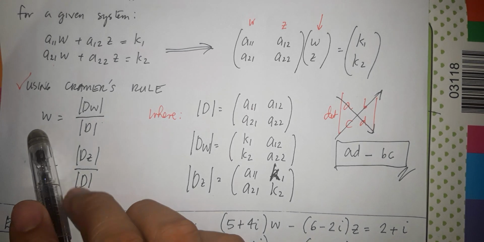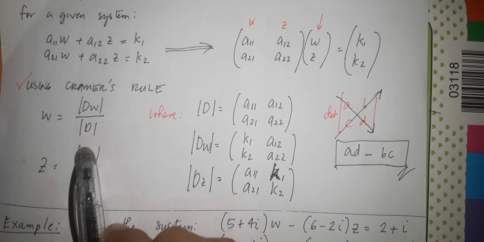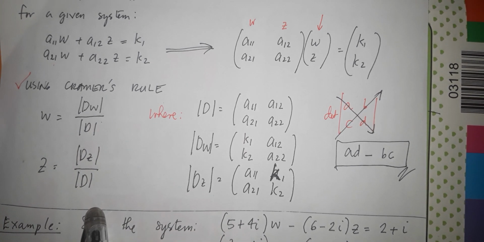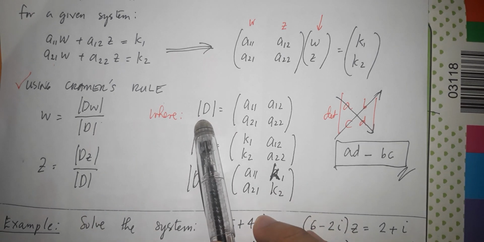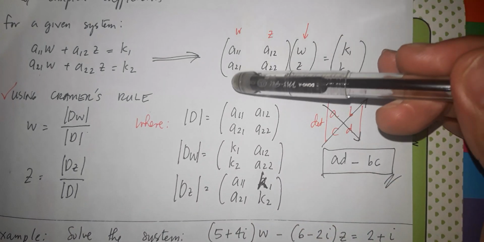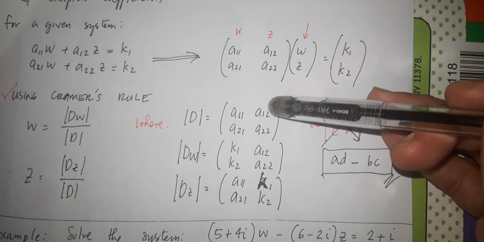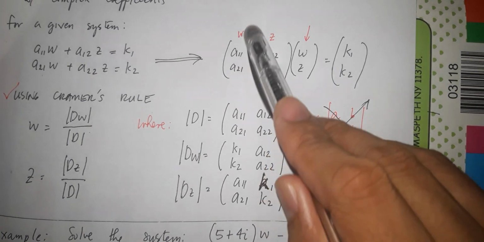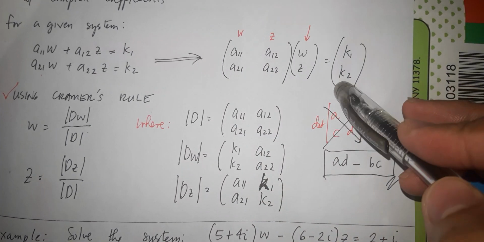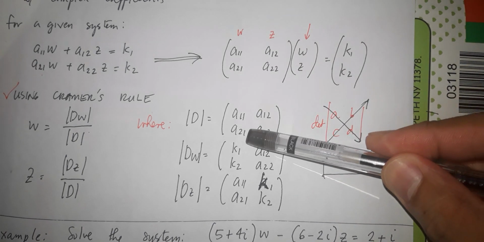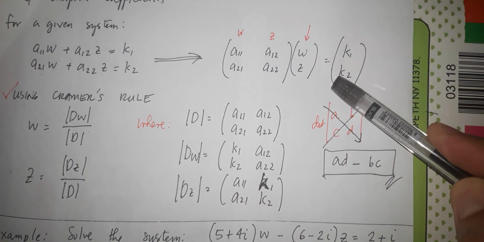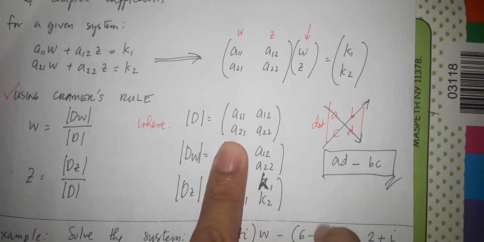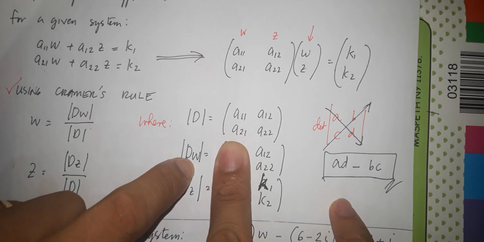So what is W? That's the determinant dW over the determinant D. For Z naman, it's dZ over the determinant D. So what is D? From our augmented matrix A11, A21, A12, A22, we take the determinant D. And then for dW, the column W must be replaced with the constant column. So instead of A11, A21, dW is K1, K2, replacing that constant column sa W column, then A12, A22. Kung ano yung subscript dito, yun yung papalitan.